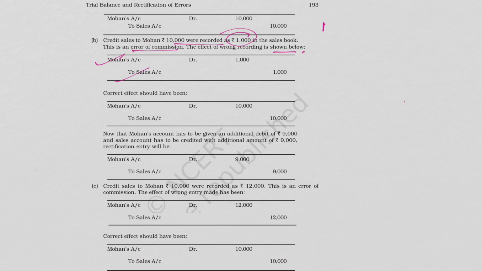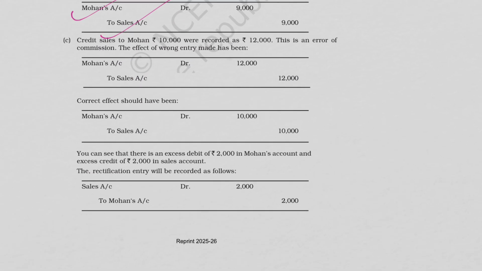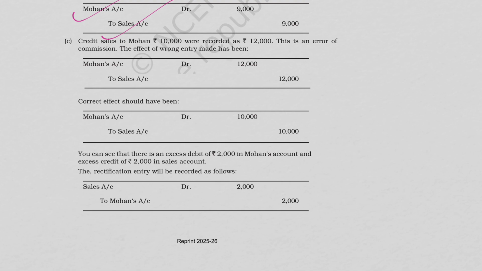So what should have been the correct entry? The correct entry should have been Mohan's account debit 10,000 to sales account 10,000. So you have to just find the difference here. The correct amount is rupees 10,000 and you recorded only 1,000. So you have to record 9,000 more. Mohan's account needs an additional debit of rupees 9,000. Sales account needs an additional credit of rupees 9,000. So the rectification entry comes out to be Mohan account debit 9,000 to sales account 9,000. This increases both the accounts by 9,000 so that the total becomes 10,000.